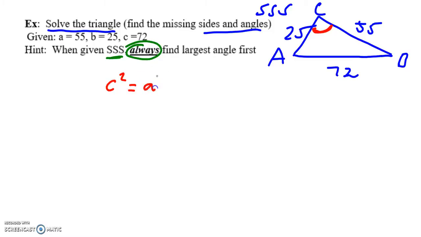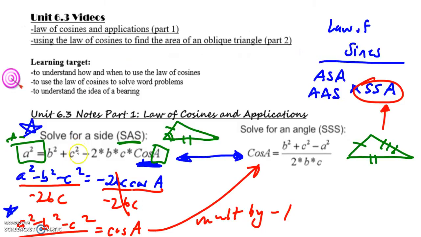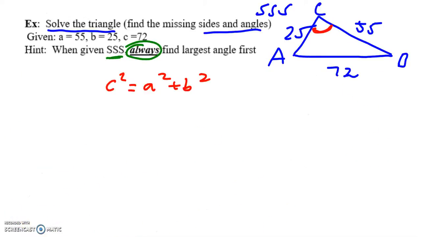C squared would equal the other two sides added up, just like previously, and notice the two sides added up are also used in the multiplication. So this way would be C squared equals A squared plus B squared minus 2AB cosine of C. So remember, these two go together. So let's plug in what we know.